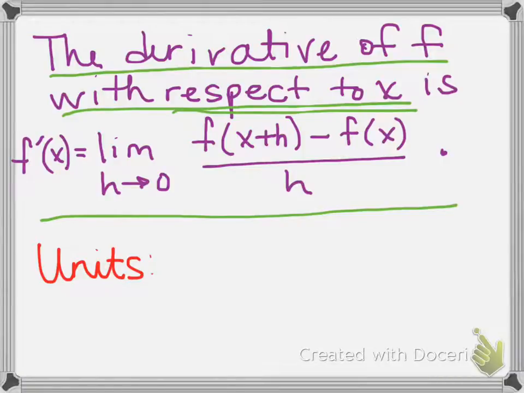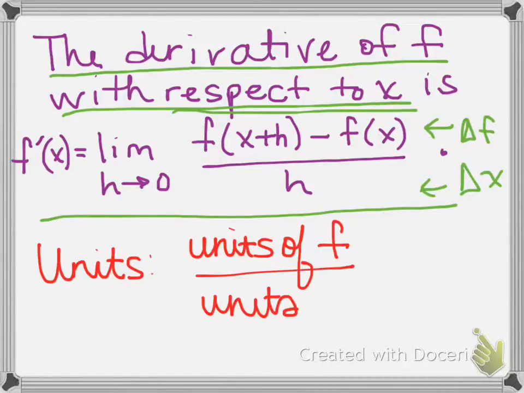So if I look up at my definition, I'm looking at a ratio, and the top of this ratio is really a change in f, and the denominator is a change in our input, or our x. Okay? So the units of the derivative are always going to be the units of f divided by the units of x, or we're going to say the units of f per units of x. And we'll do an example of this in a separate video.